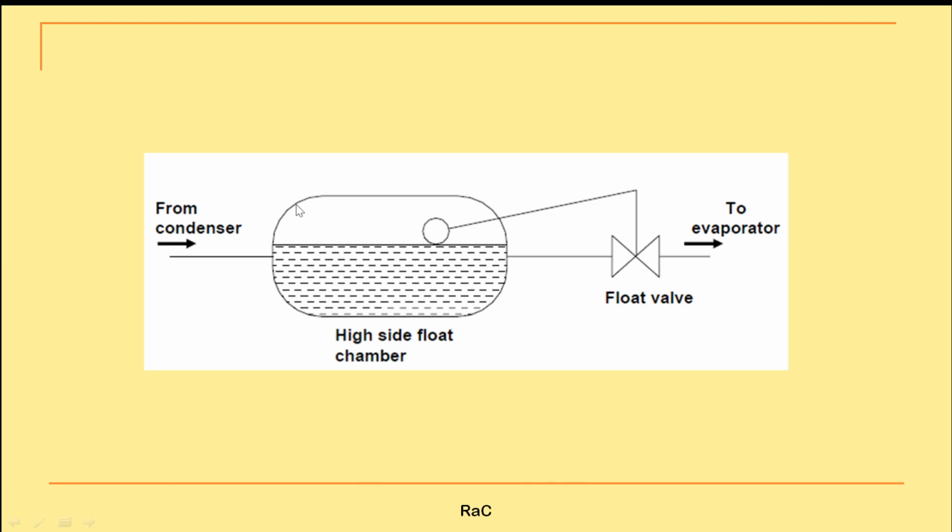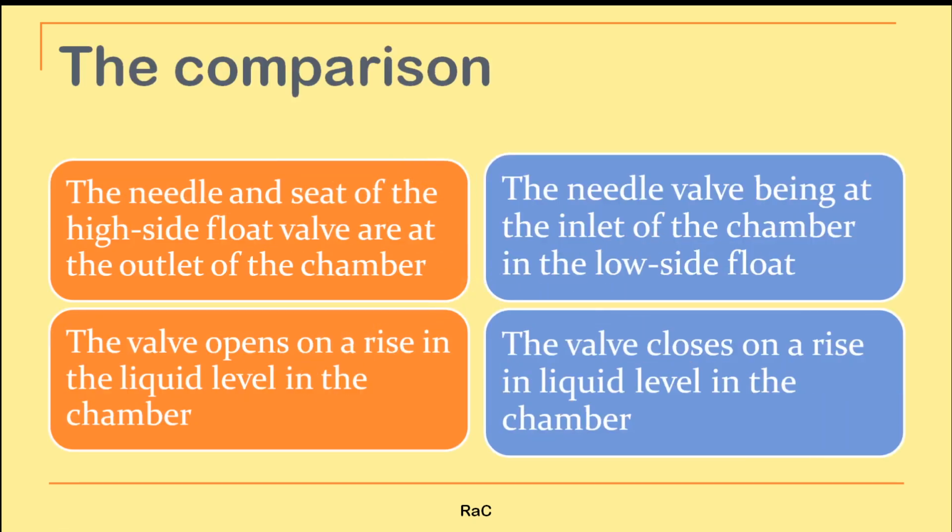So this is the working. From the condenser, this is a high side float chamber. This is a high side float valve. The valve is placed after the float chamber. So depending on the rise or fall of this float, this valve will be operated. So these are the differences. In a high side float valve, the needle and seat are at the outlet of the chamber, as we have seen in the previous slide. But in the case of a low side float valve, the valve will be placed before the chamber. So if the liquid level in the chamber rises, that is, the float will rise, the valve will operate. On the other hand, on a low side float valve, the valve is placed before the float chamber, and when the liquid level falls, the valve will operate.